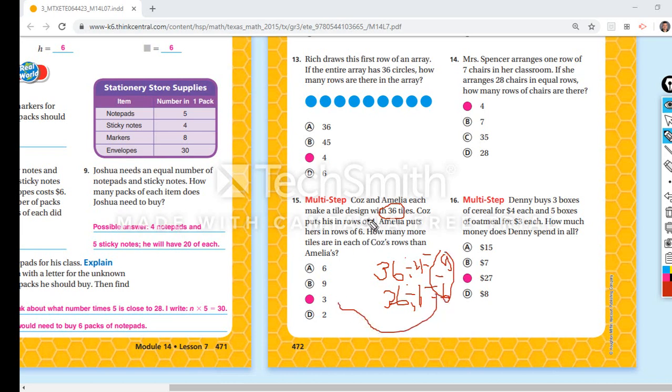Notice what I did. I'm already seeing this as I'm reading it. That's what you should already be able to do.